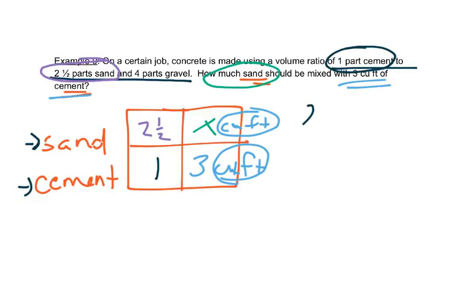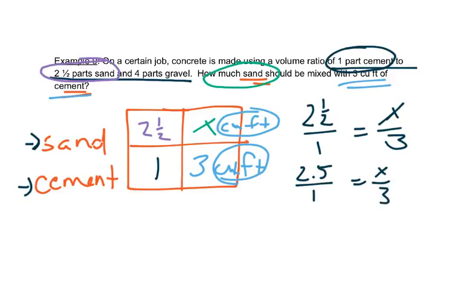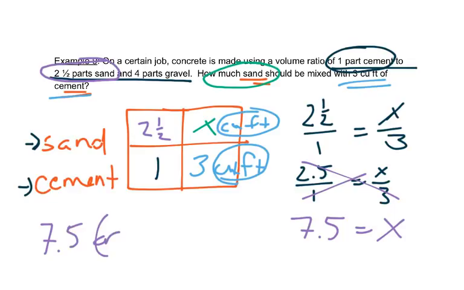So now we can set up a proportion. 2.5 over 1 equals x over 3. Remember 2 1/2 is the same thing as 2.5. So that probably is easier to type into our calculators when we cross multiply. 2.5 times 3 is 7.5, and then x times 1 is x. So we have 7.5 cubic feet of sand.